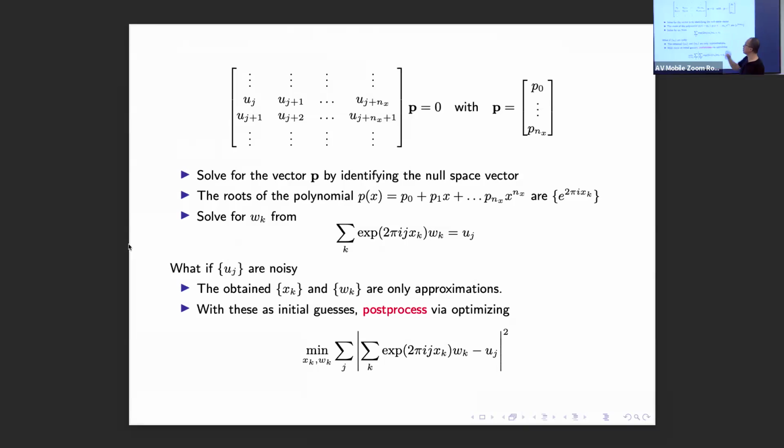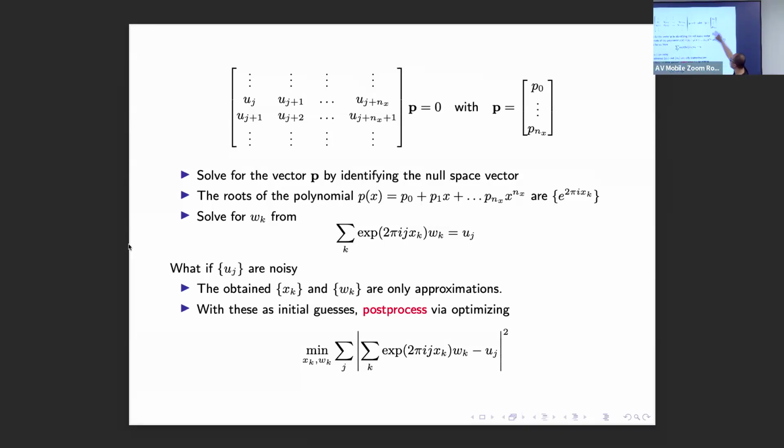So P is actually the vector pointing at the null space. The magnitude of P doesn't matter. I only need to care about the direction, okay? So you see that by solving for this vector P, by identifying the null space vector of this Hankel matrix, I'll get this P.